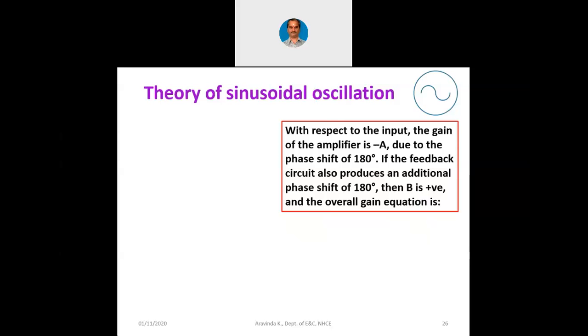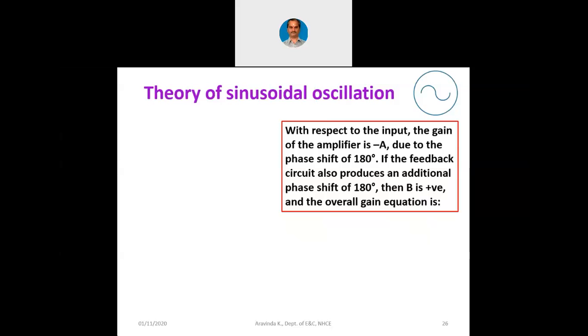Now, if the feedback circuit also produces an additional phase shift of 180 degree, this we did not discuss till now. Till now we discussed that phase shift is not produced by the feedback circuit. We have been discussing only negative feedback. Now, let us say the feedback circuit also produces a phase shift of 180 degree. Then the feedback signal which is going to the input is going to be in phase with the input signal. Then that B or beta is positive.